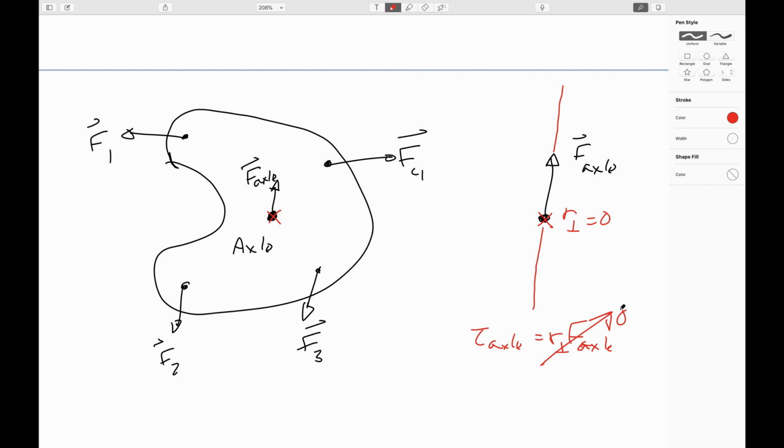But then if you're just trying to describe the net influence of all of the torques due to these forces, you just add them up. So we will define the net torque to be the torque due to the first force plus the torque due to the second force plus the torque due to the third force plus the torque due to the fourth force and so on.